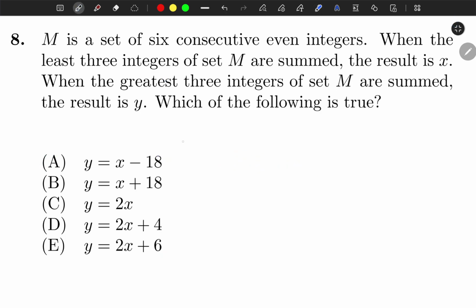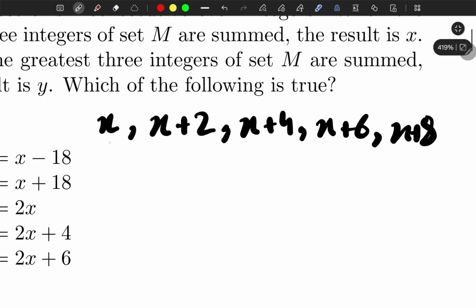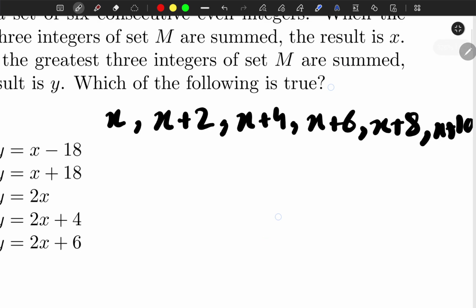Alright, so first I'm just going to list out our numbers. So let's say x is our first even number. The second one is going to be x plus 2. Then we'll have x plus 4. Then x plus 6. Then x plus 8. And is that 6 numbers? We have 1, 2, 3. We need one more. We'll just do x plus 10. Yeah, that's pretty much it.